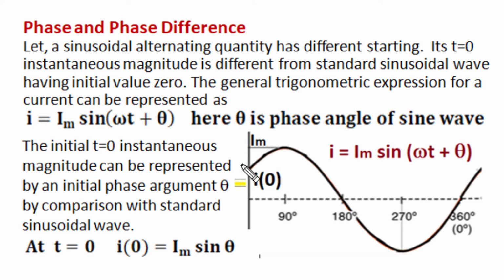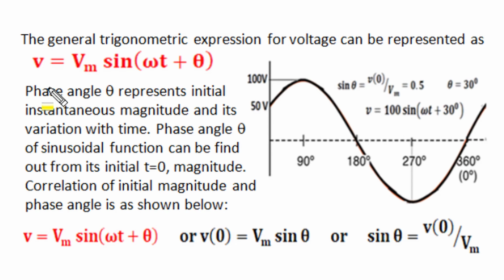This initial t equal to 0 instantaneous magnitude can be represented by the phase argument theta, as when t is 0, the instantaneous magnitude will become Im sin theta, and this theta, the phase argument, will decide the t equal to 0 initial instantaneous magnitude, or we can say the t equal to 0 initial instantaneous magnitude decides this phase angle theta. The general trigonometric expression for the instantaneous value of alternating voltage is expressed as Vm sin (omega t plus theta), where Vm is the amplitude of the sinusoidal voltage signal, omega is the angular frequency, and this theta is the phase angle of this voltage.